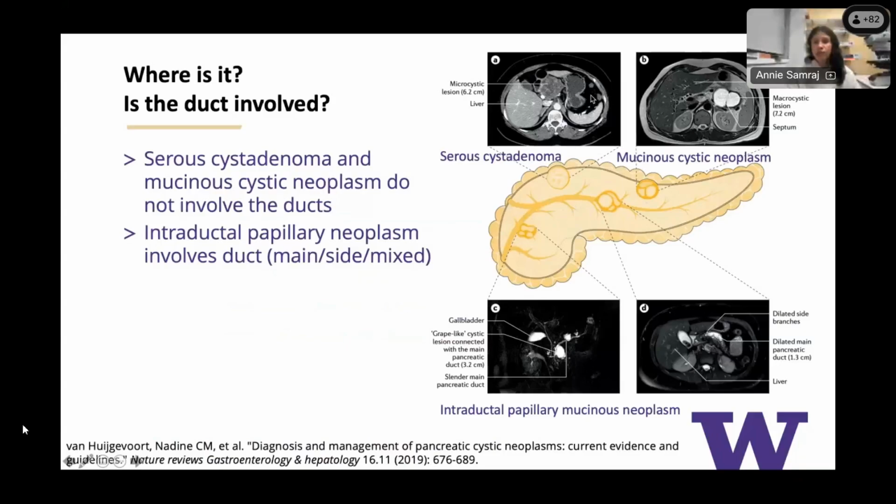And here on top, if you look at these pictures, we have a CT and an MRI. These are showing that the lesions or the tumors do not involve the duct system. Examples of this are serous cystadenoma and mucinous cystic neoplasms. So think about, okay, where in the pancreas is it? Head, neck, body, tail, and does it involve the duct system?